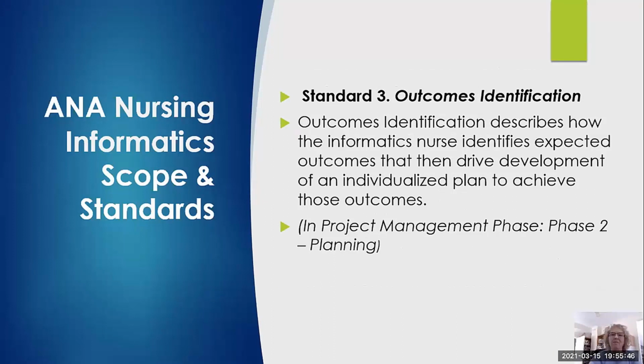Standard 3 is outcomes identification. This would be more for phase 2 of project management, the planning phase. You need to identify what you think the potential outcomes will be. Again, this goes to the scope of the project and what you will do and what you won't do, and what you're anticipating the outcomes of the problem resolution will be. So that will drive development of an individualized plan. And again, that's the planning phase of project management.